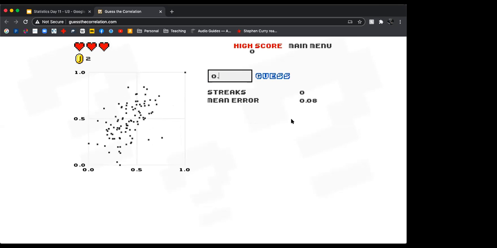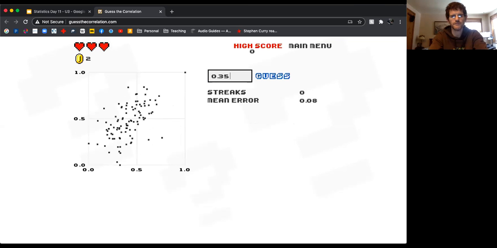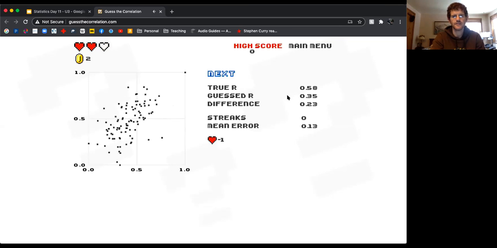Point like 3.5 maybe. 0.35. Oh no. All right, and I think the point of this game, you don't have to be experts at identifying the correlation. That's not the purpose, but it is good to see, like this is a 0.58. And so it goes to show that even something that doesn't look super highly correlated actually can get a pretty high correlation.